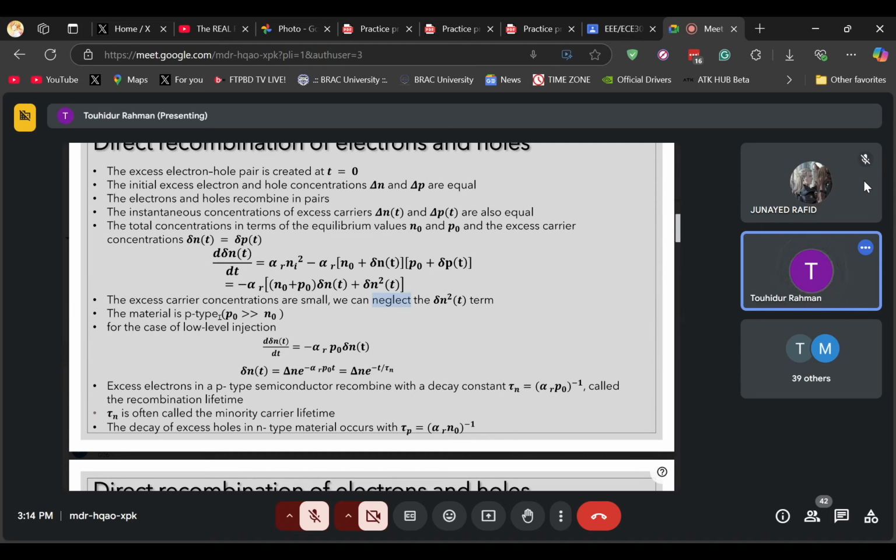So when we use this equation, the final recombination equation is for the minority carrier. We consider it as p-type, so p0 is the majority and n0 is the minority. So the final recombination equation is for the minority carrier, and it is expressed by the majority carrier p0.